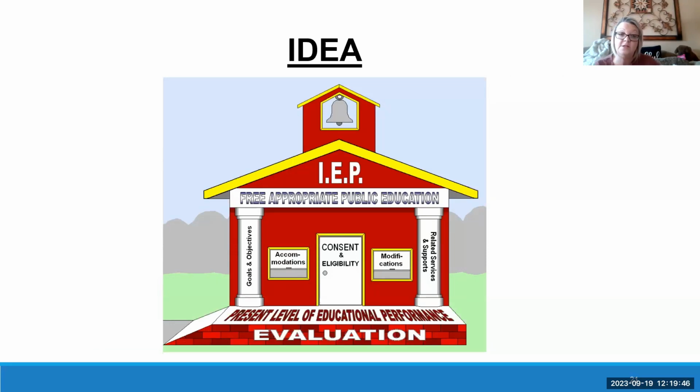Here is another visual that we just absolutely love that really shows how IDEA works. It covers everything a child needs to receive specially designed instruction. If you notice, the evaluation is your foundation. And then moving forward, the present levels of educational performance, or the PLOP, that we will talk about a little bit later. And then our related services and supports and goals and objectives hold up part of this house. And once all of the pieces are put together and the house is structured properly, or the IEP is structured properly, then the child has educational success.